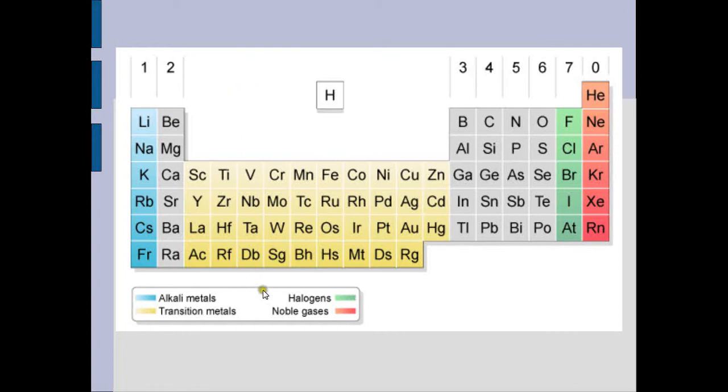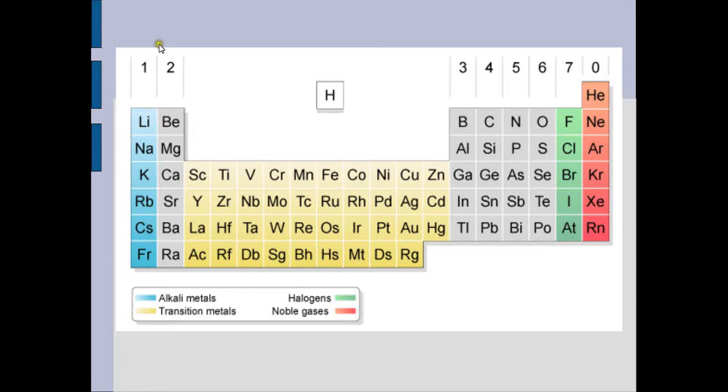This main section is called the transition metals. This family here is called the halogens, and the last family here is called the noble gases. They're called the noble gases because they are inert, meaning they're very stable. They don't like to share their electrons with anyone else.